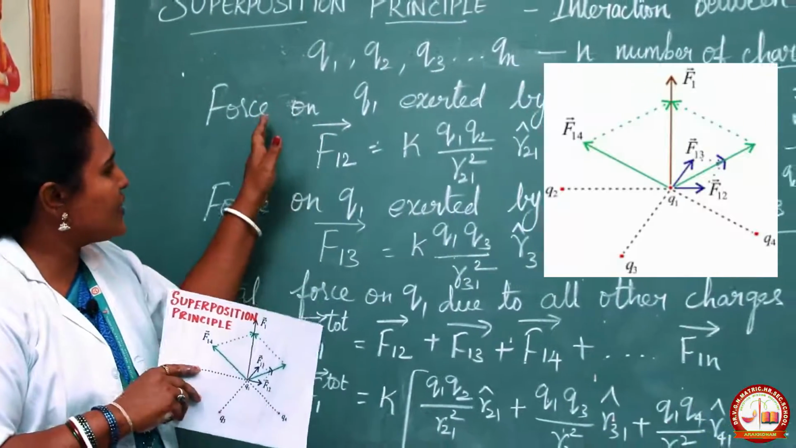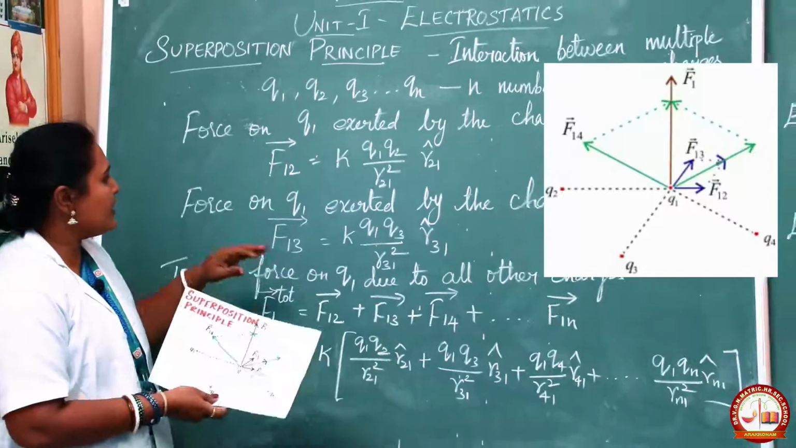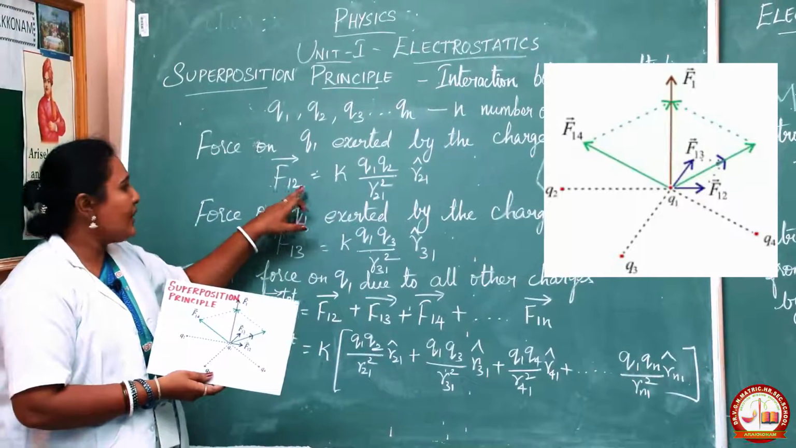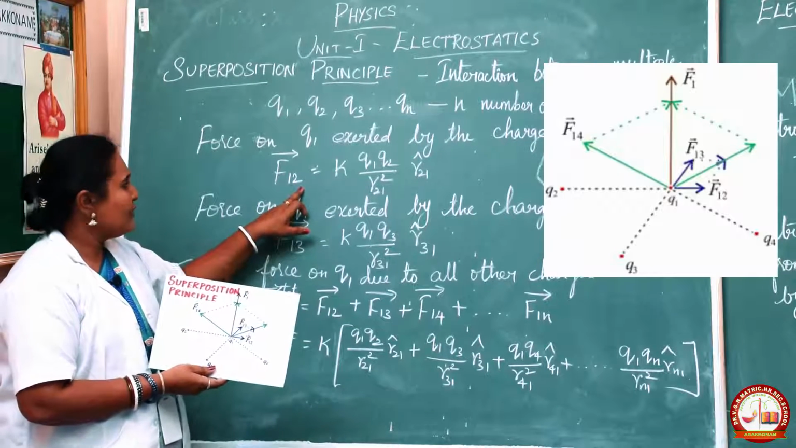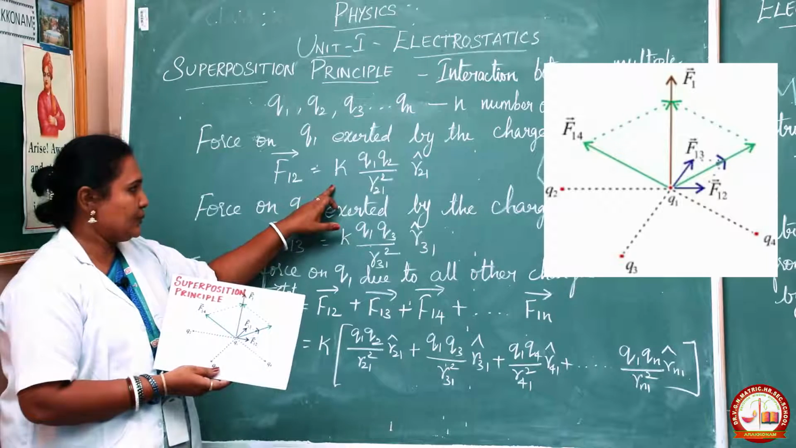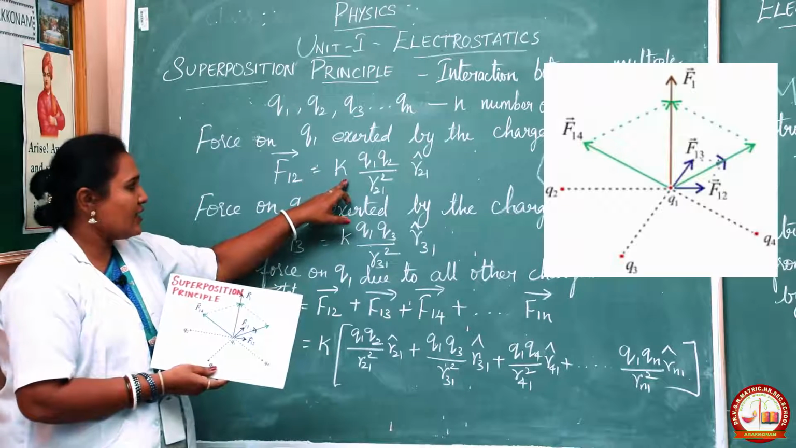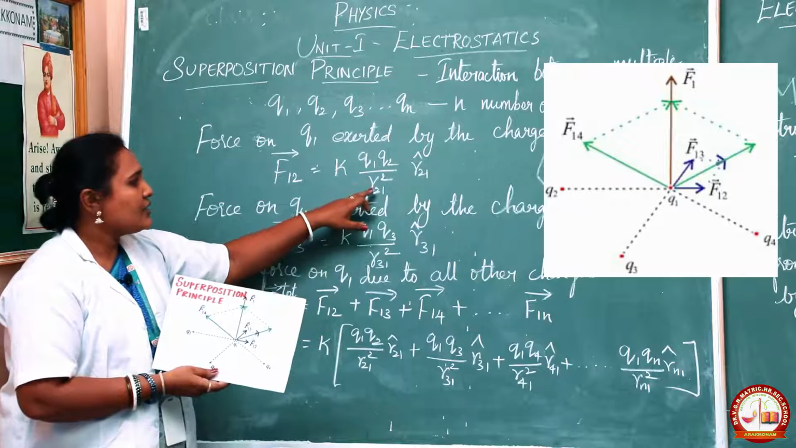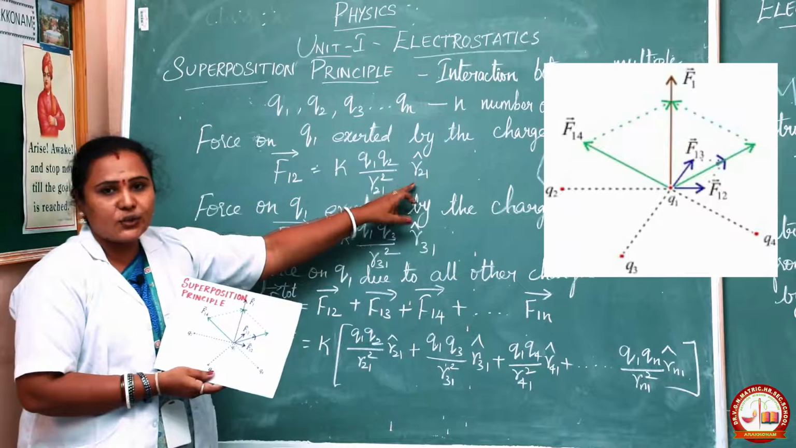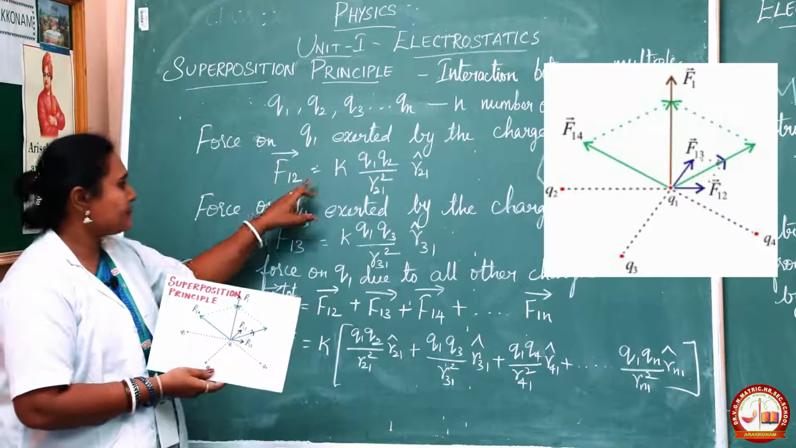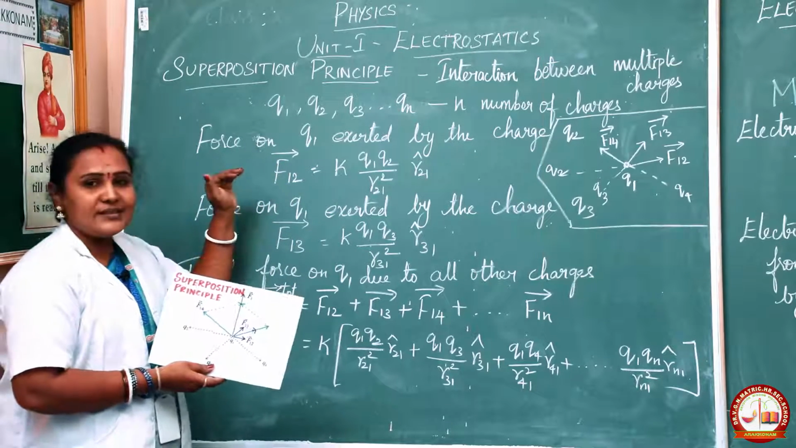So here, by using Coulomb's law, we are going to see the force acting on the charge Q1 by the charge Q2. So force on Q1 exerted by the charge Q2 is equal to K Q1 Q2 divided by R21 square R21 cap, which is according to Coulomb's law. Now we know this expression.